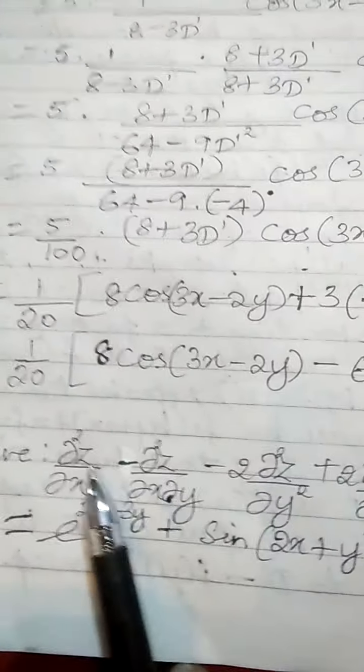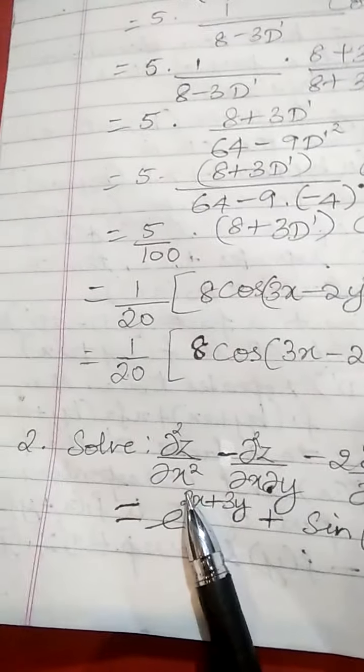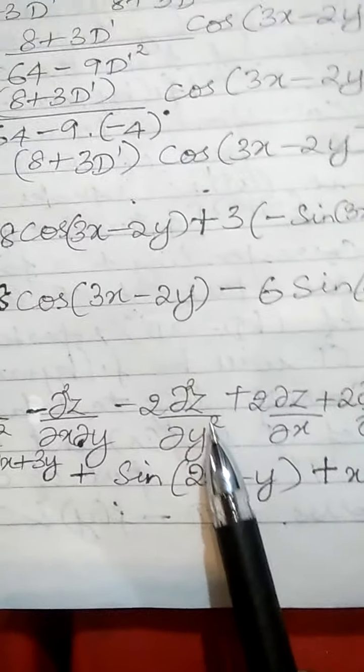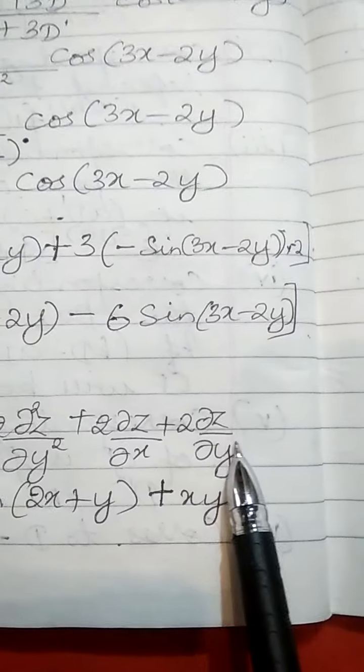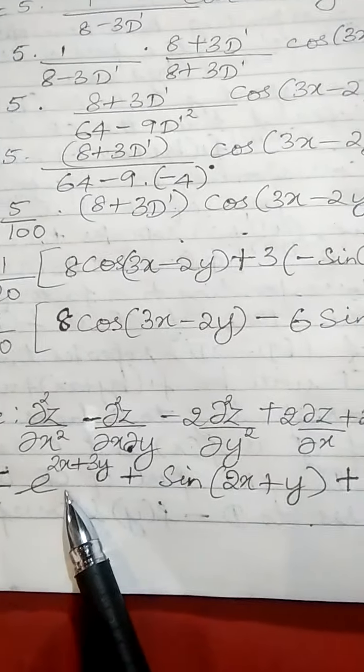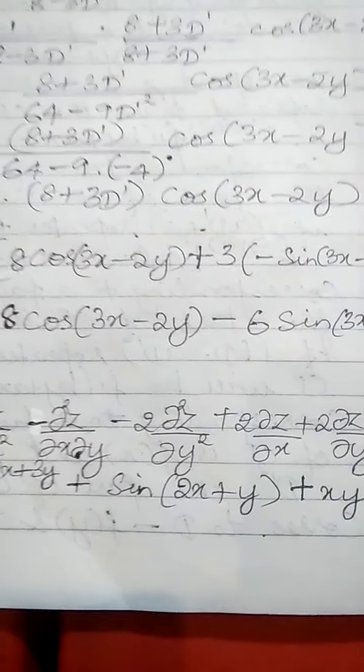Now next problem: solve ∂²z/∂x² − ∂²z/∂x∂y − 2∂²z/∂y² + 2∂z/∂y + 2∂z/∂x = e^(2x+3y) + sin(2x+y) + xy. Okay, now let us solve this equation.